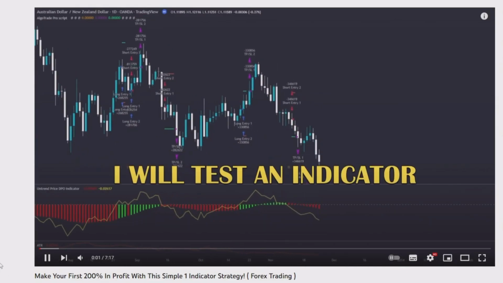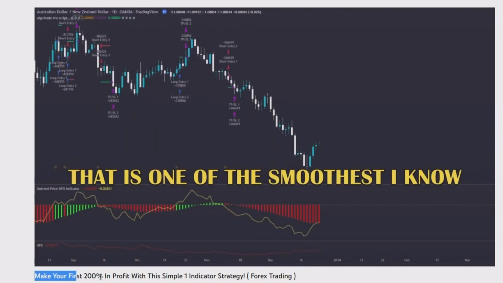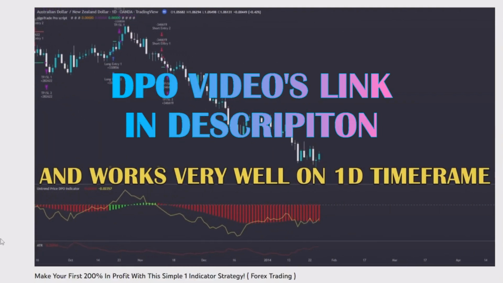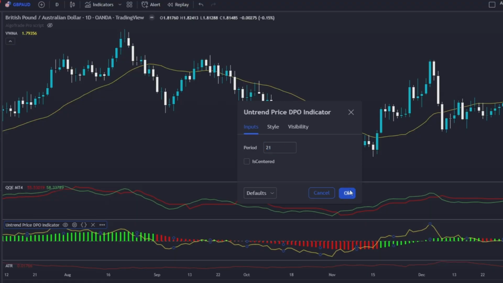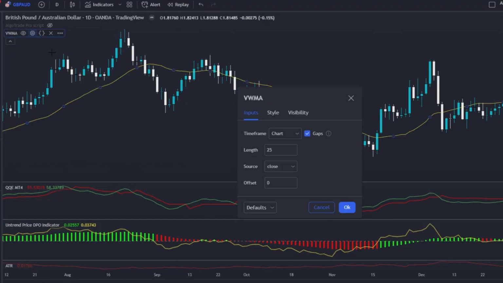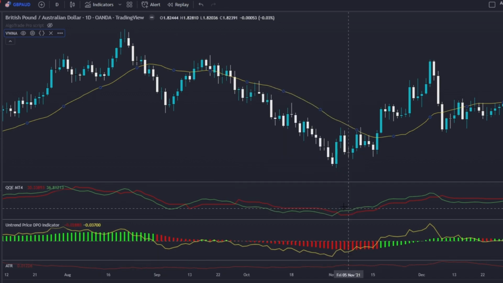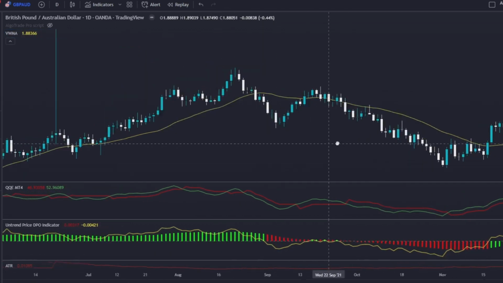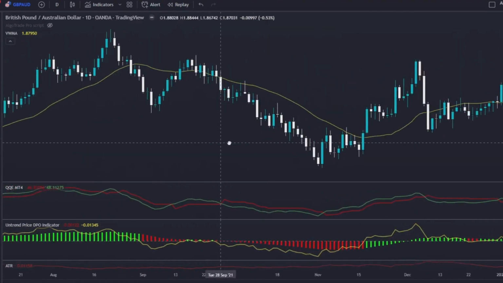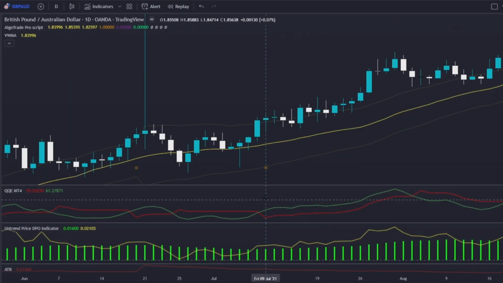For those who saw the video about the DPO, you know why, but for those who didn't see it, I will leave the link in the description. And I will use a period of 21 on it. Lastly, I will use too a 25 weighted moving average to act as a baseline, which gives us information about the market's major trend. Now let's see the rules of our system.